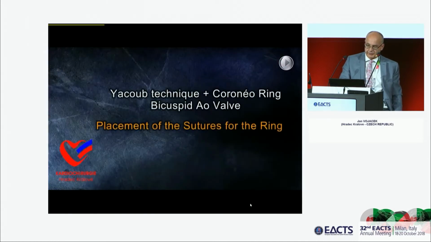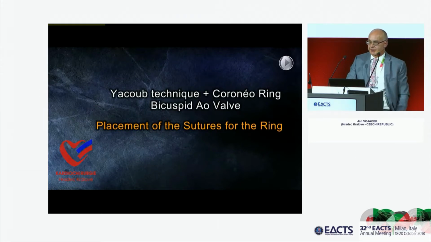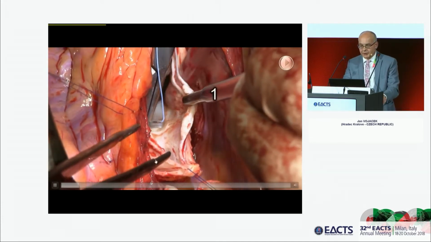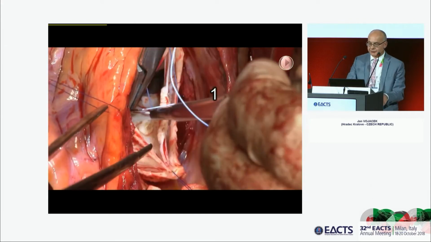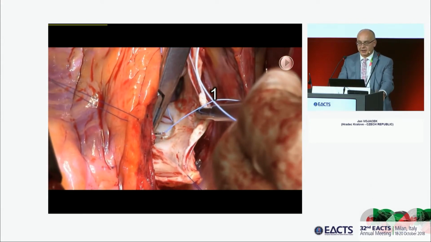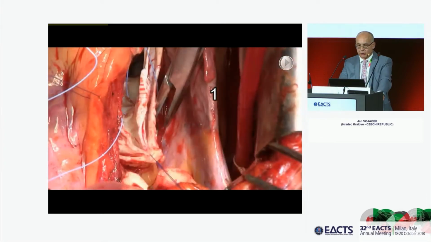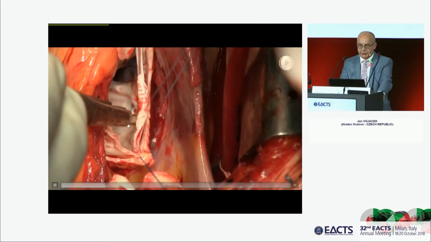Then we have to put the sutures for the ring, which are basically the same technique as you have seen already, like for the David procedure. For this ring, we use 6 stitches, which are placed as U stitches from the inside out in a clockwise fashion and in a single horizontal way. So these stitches are then used for the ring fixation.